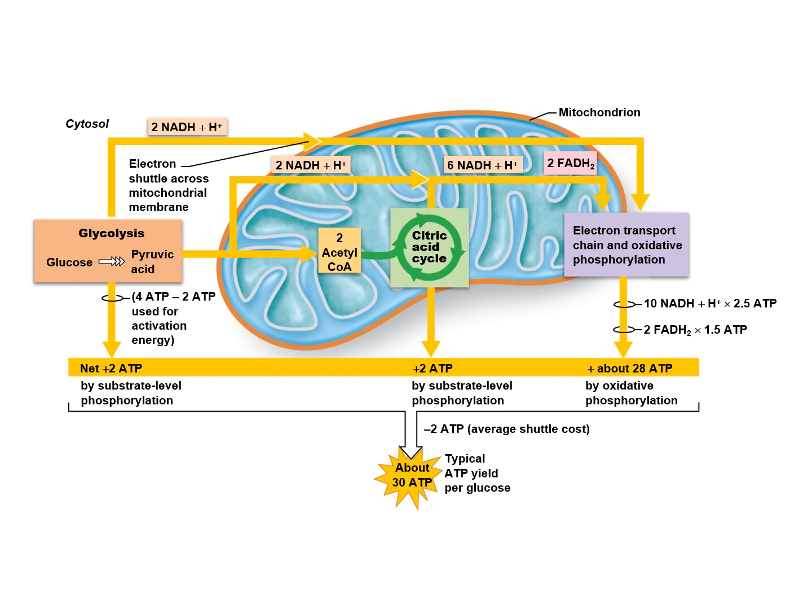We have a little half step that happens where we convert the pyruvic acid into acetyl CoA. We are now in the matrix of the mitochondria, and the citric acid cycle happens. We're going to get 2 more ATP out of this particular cycle.